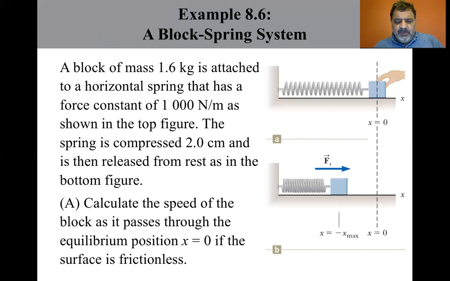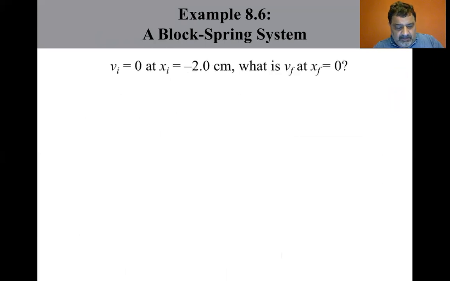So this situation has been discussed before, and it is easy to visualize the block being pushed to the right by the spring and moving with some speed at x equals 0. We identify the system as the block and model the block as a non-isolated system for energy. In this situation, the block starts at v initial equals 0 and x initial equals minus 2 centimeters, minus 0.02 meters. And we want to find the velocity v_f at x_f equals 0.